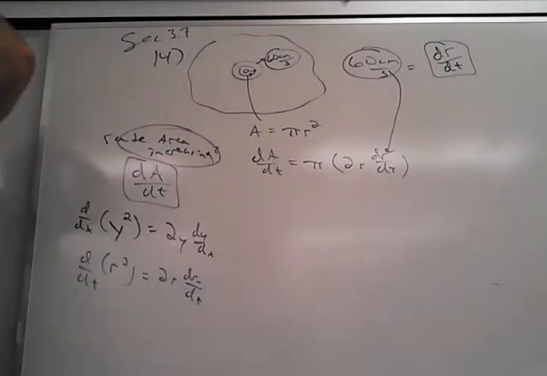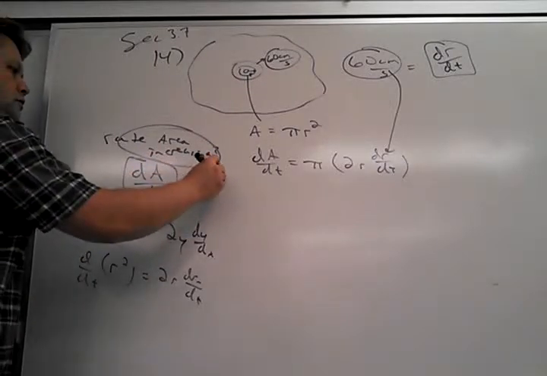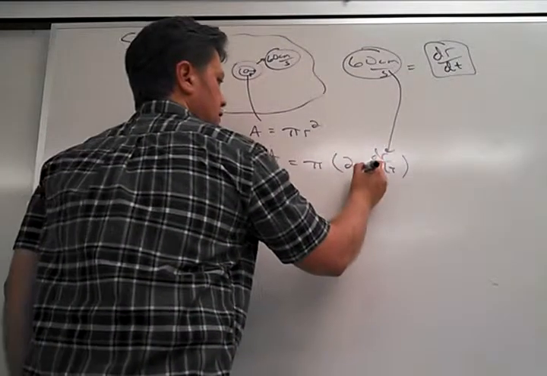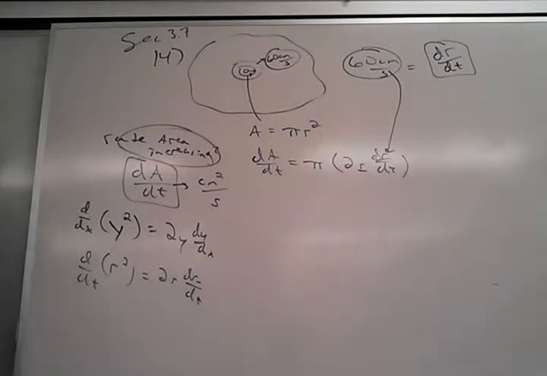The units have to be, what would the units be on dA/dt? Centimeter squared per second. Good. Right? And I do have centimeter times centimeters, so I will have centimeter squared at the end. You with me? So now you just got to plug it in.